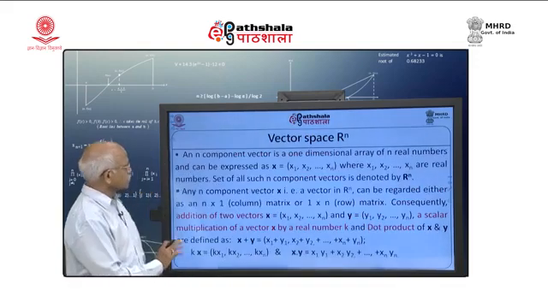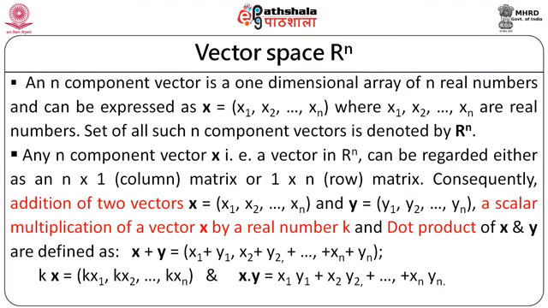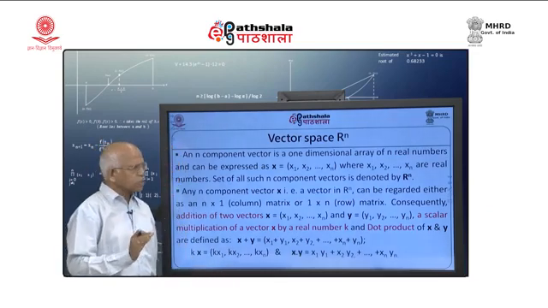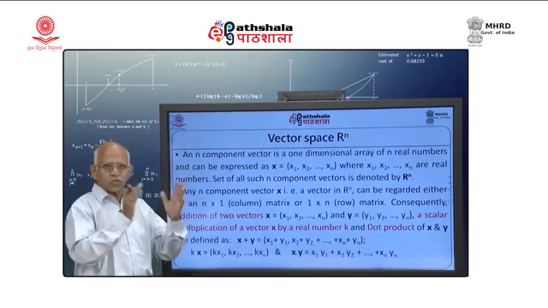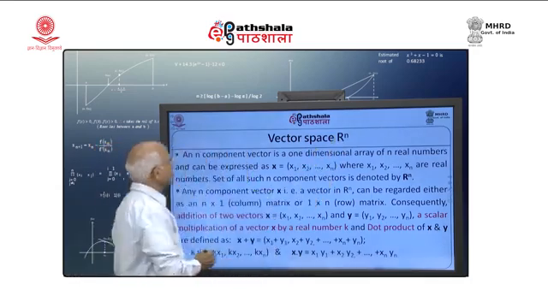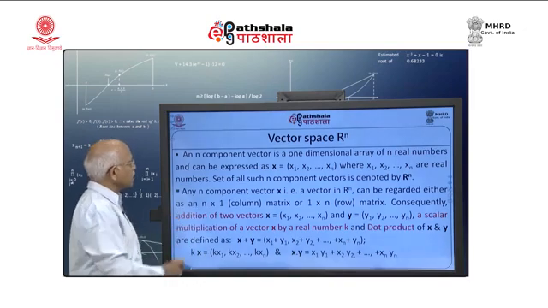All right. Now, we are talking about vector spaces. An n component vector is a one dimensional array of n real numbers and can be expressed as x bar equal to x 1, x 2, x 3, up to x n, where x 1, x 2, up to x n are real numbers, and the set of all such n component vectors is denoted by R n. I am restricting my definition; I am not taking a general definition of vector space, I am taking the vector space R n only. That means I am taking n dimensional vectors.